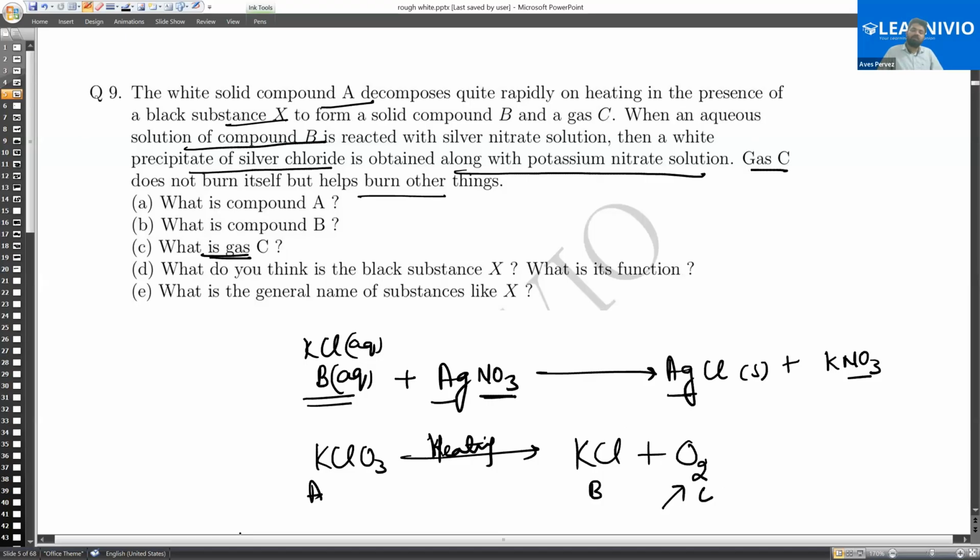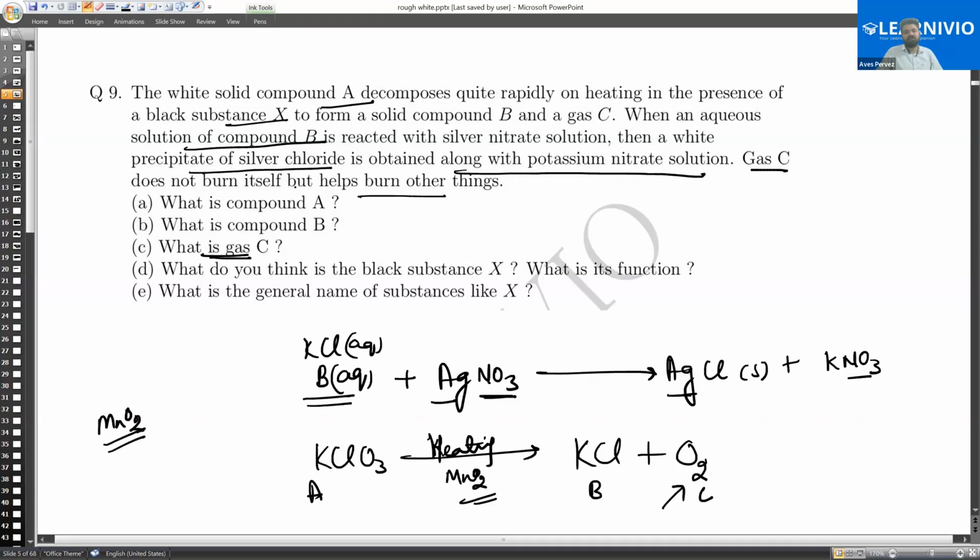Okay. What do you think the black substance can be? A black substance can be MnO2, manganese dioxide. It generally takes place in the presence of a catalyst. And what is the general name of X? It is simply manganese dioxide. And what is its function? It acts as a catalyst. Okay, MnO2. So we can use this one. Got it? Understood?